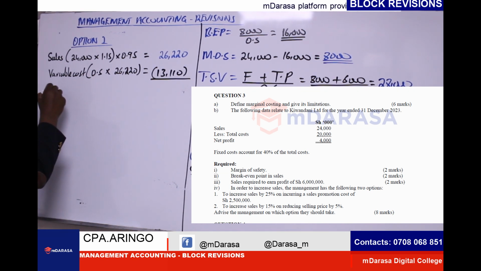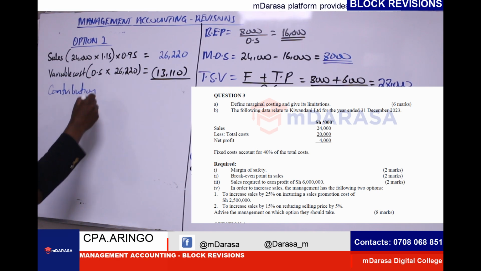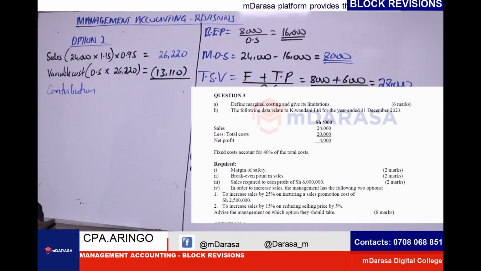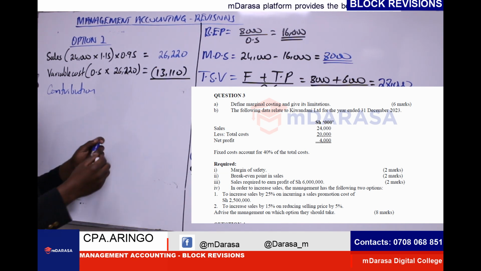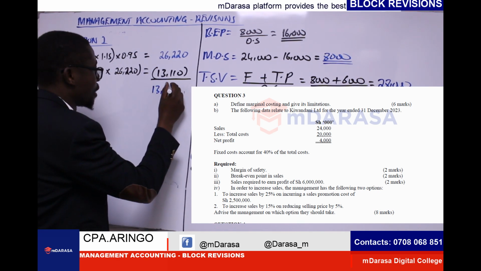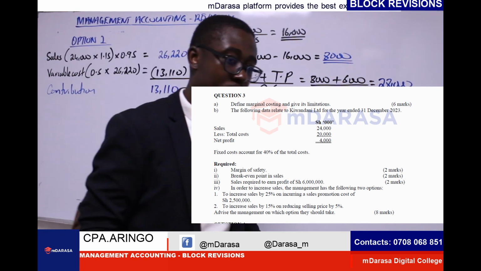in this case being contribution, we'll be talking about 26,220 minus the answer, I'm getting 13,110, the same value, right? The same value, 13,110. See? So these are what we should be having.